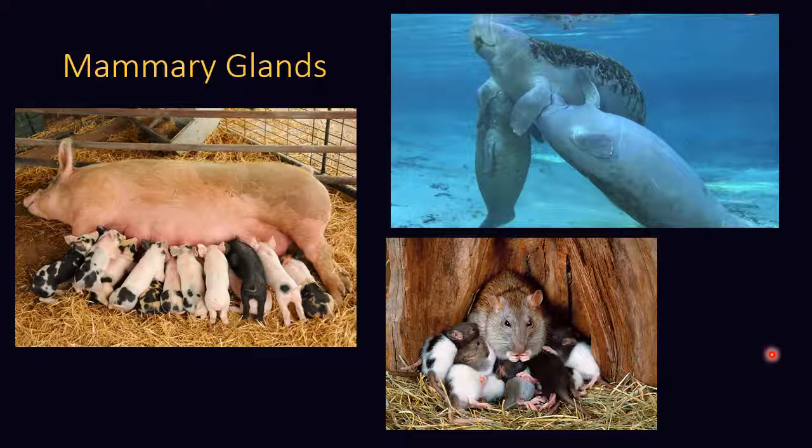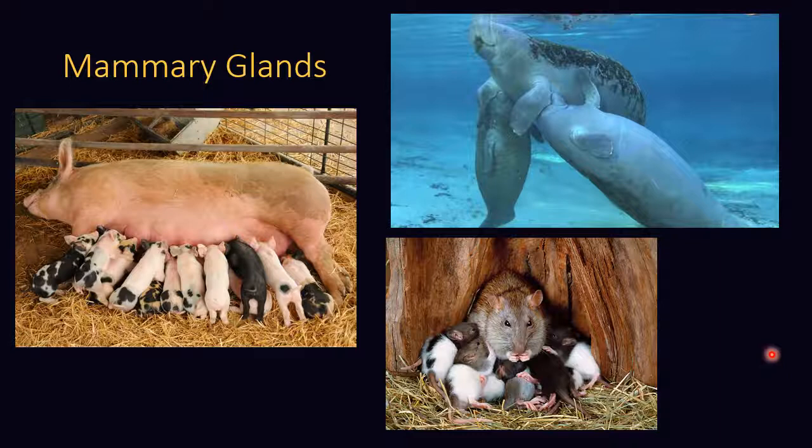Well, they can, but what that is is just food they have eaten and stored, and they'll give to the young later. It's not actually producing a new substance like mammals do. So, here we have a pig, we have a manatee, we have a rat. All of these mammals are nursing their young, giving them milk that they are secreting from glands.